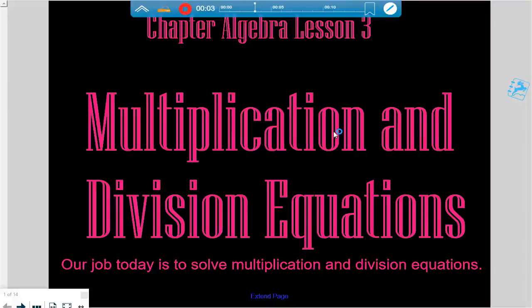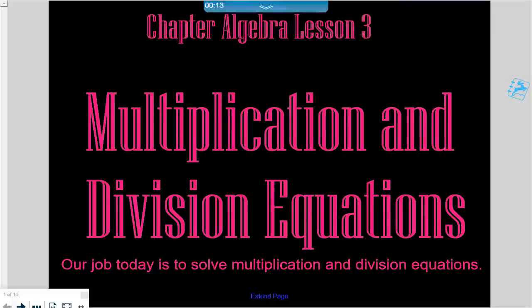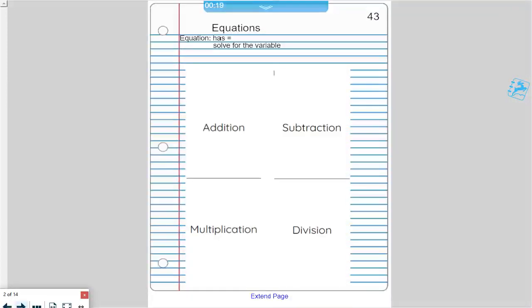All right, today we're working on multiplication and division equations. So just like we talked about with addition and subtraction, we use the opposite operation to complete these problems. So first thing we're going to do is on the bottom of our page, we're going to write equations, have an equal sign, and then we solve for the variable. So here's what it's going to look like.